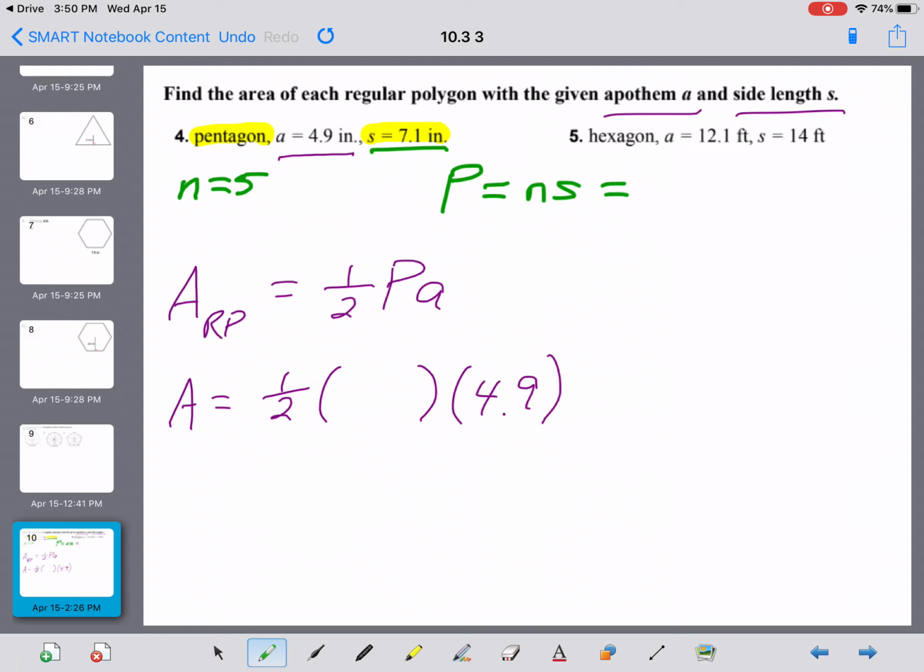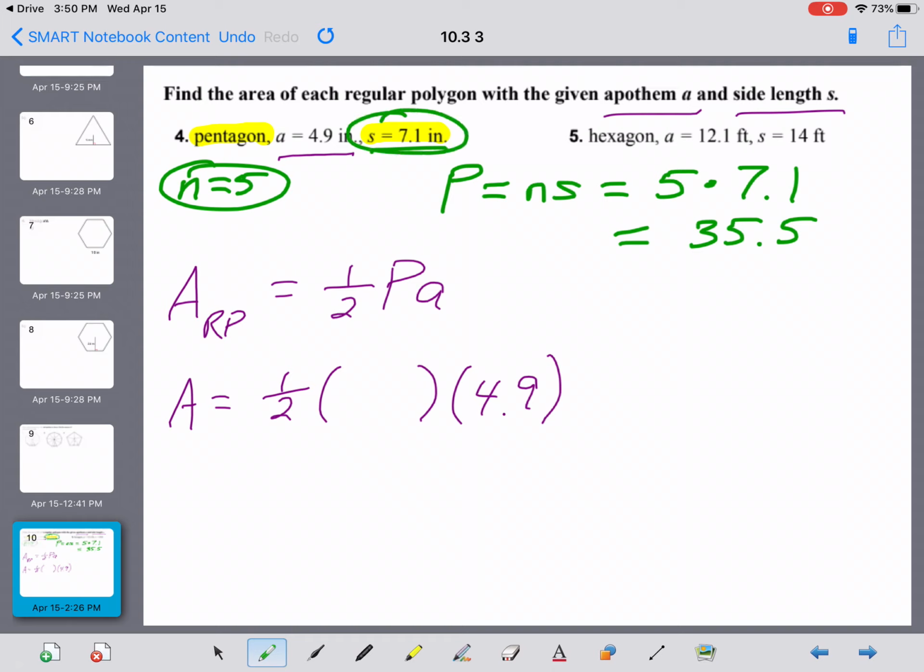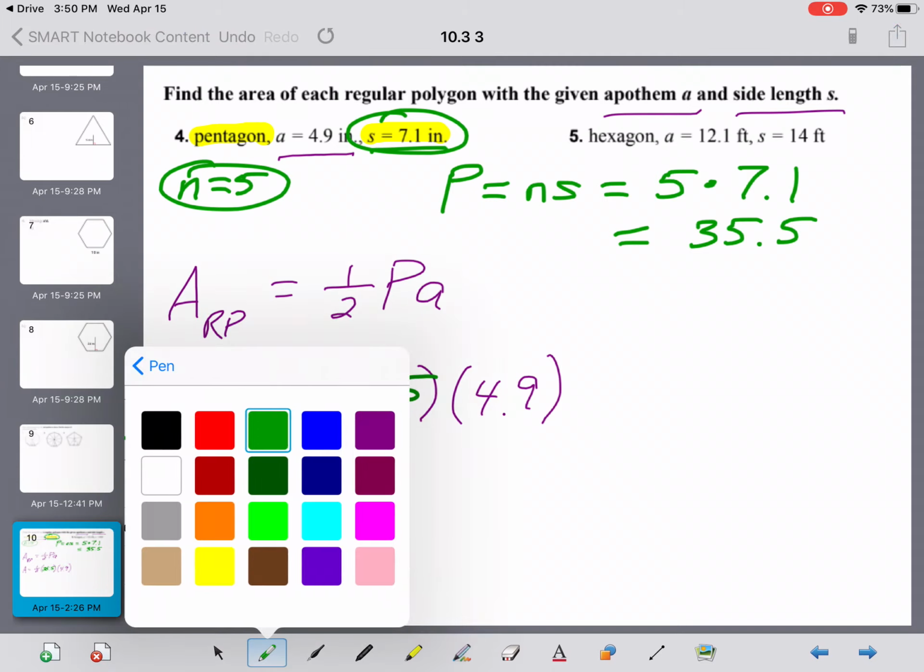So our n in a pentagon is 5, and our side length for each one of those is going to be 7.1. So when we multiply that together, that's going to give us 35.5 for the perimeter of this particular pentagon. That came from multiplying your number of sides times the length of each side. So that's going to give us 35.5 for the perimeter of that pentagon.